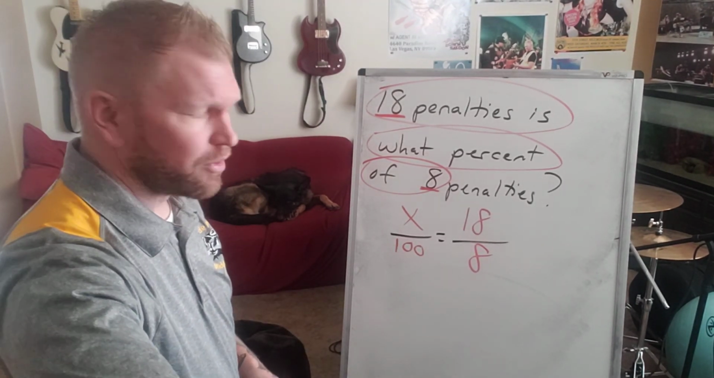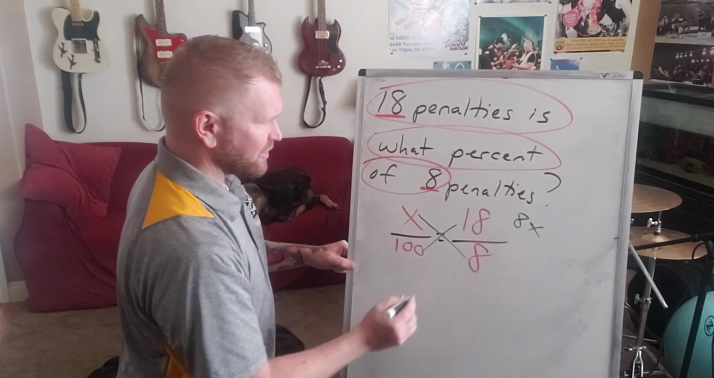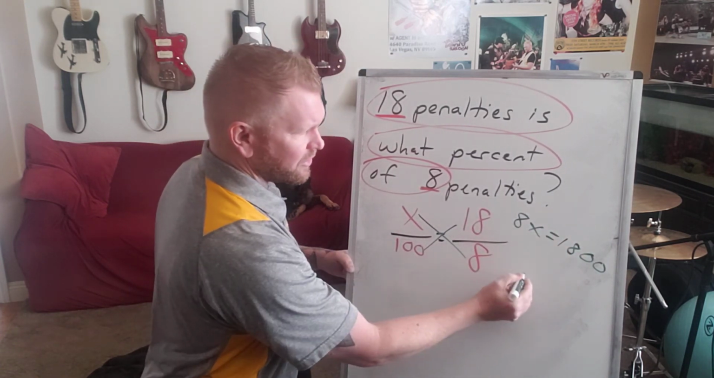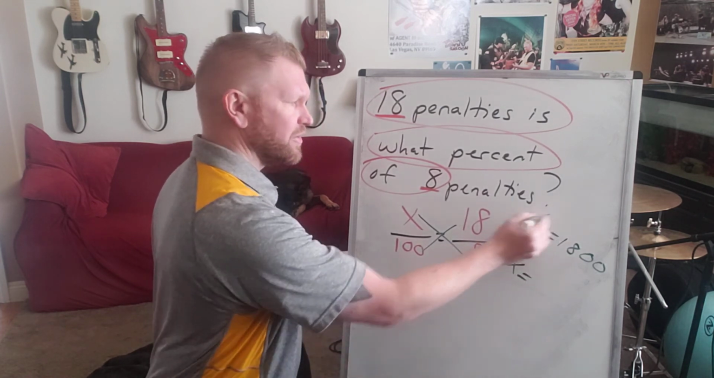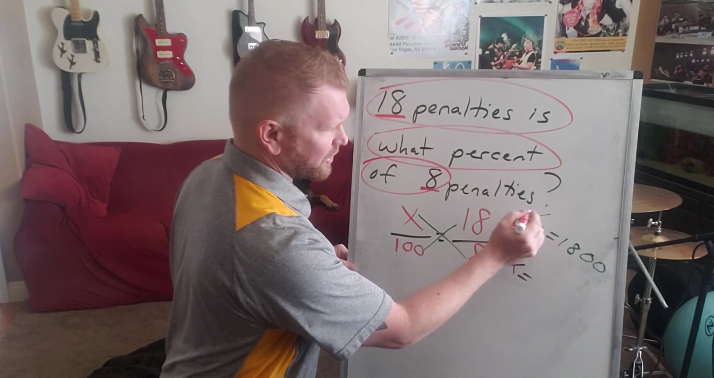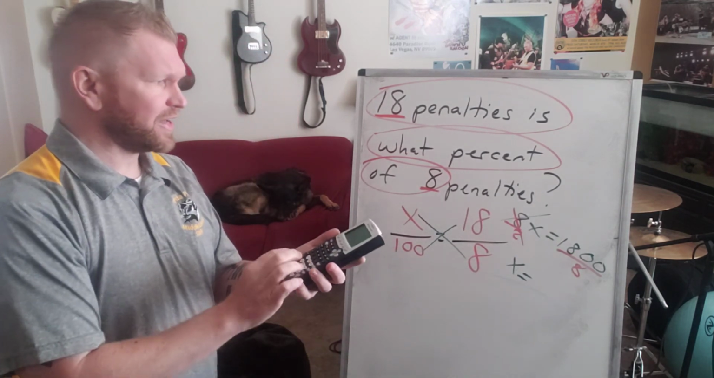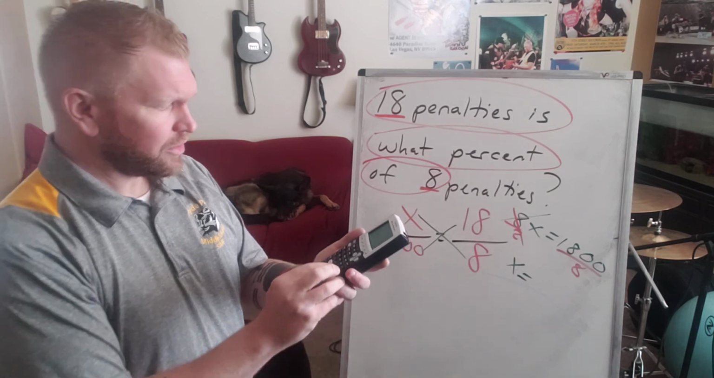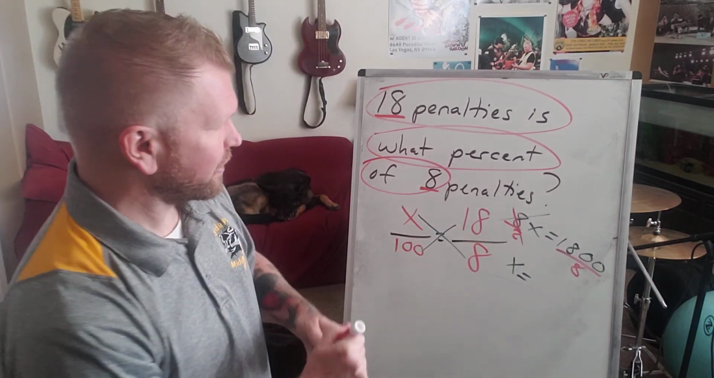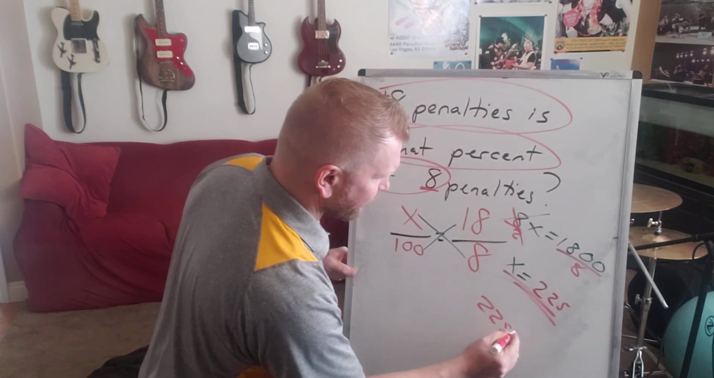Here's how to figure out what percent it is. X times 8, that's 8x. 18 times 100, that's 1800. Put an equal sign between them. Bring down your equal sign. Bring down your x. How do you get rid of the 8? You divide by 8 on both sides. Divide by 8, cross that out, divide that by 8, and I'll go ahead and put it in the calculator to make it a little faster. 1800 divided by 8, it's 225. And that's a percent, 225%.